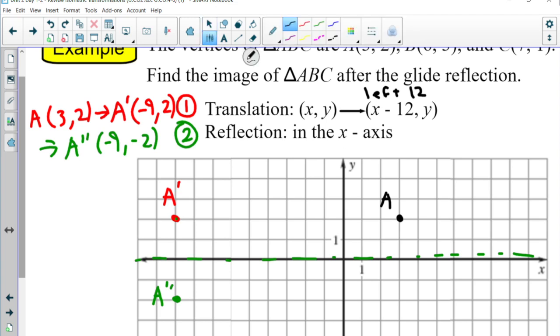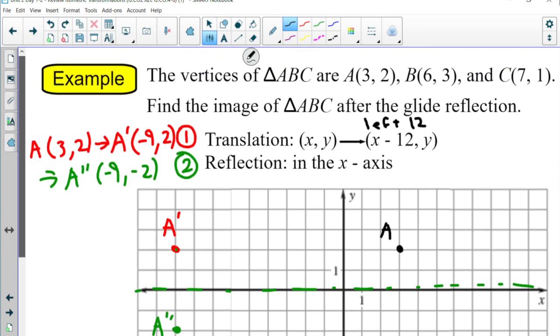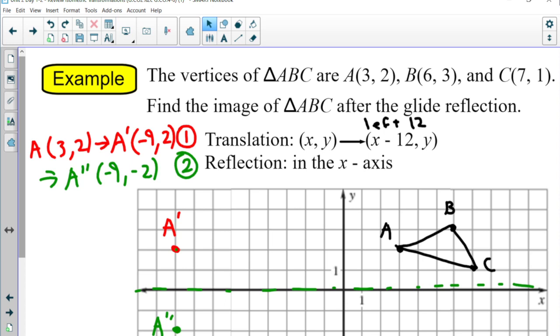Now I want you to pause here for a minute and work out the transformations for points B and C. So that means here's point B and here is point C. So we start with this triangle and we're taking that triangle, shifting it to the left 12 and flipping it. So take a minute, pause here and look at where those points go.